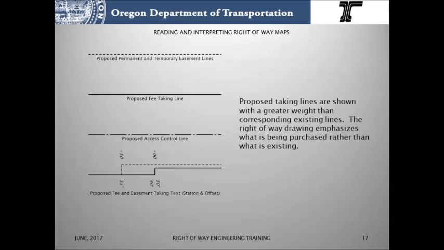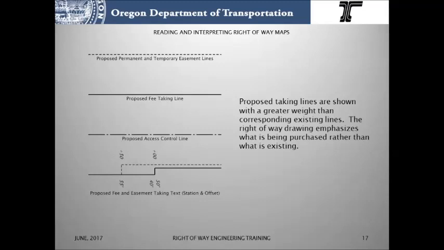Okay, now we're into our taking lines, our proposed taking lines. So we have easements, the little dotted or dashed line there, proposed permanent and temporary easements. Proposed fee taking line is a solid line. Access control line, the same line style as with existing. And the bottom left there kind of shows a general depiction of how you see that on the map with your taking line. We have a fee take and an easement, and then how we show the station and offsets to the new taking lines.